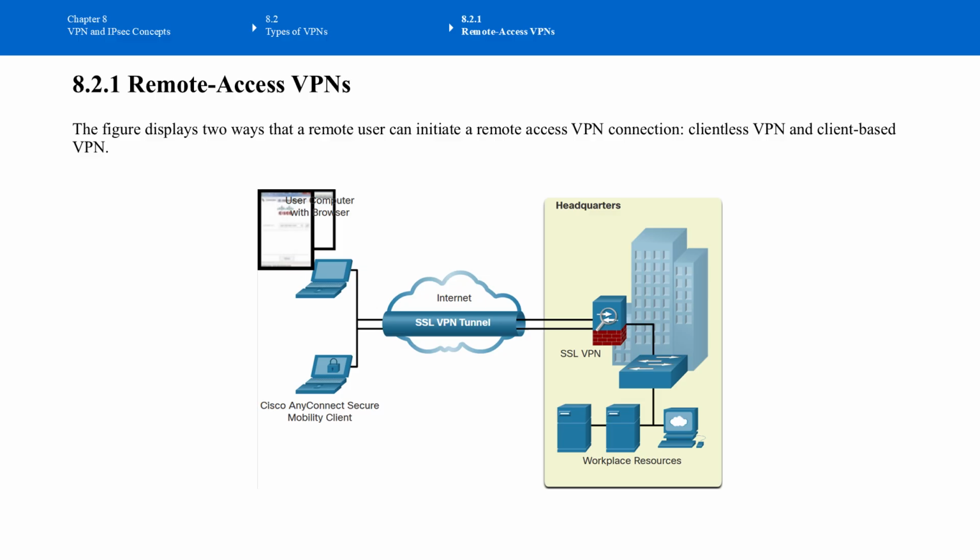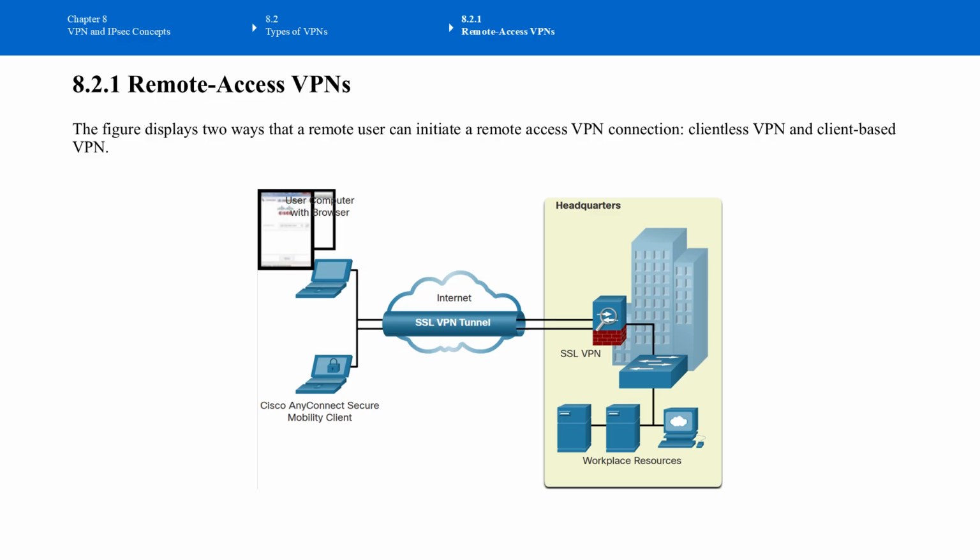The SSL VPN Gateway is located at the headquarters, and it authenticates remote users, terminates the encrypted VPN tunnel, and provides controlled access to internal resources. The workplace resources can include servers, applications, files, and internal network systems. Traffic traveling across the public internet is encrypted and protected.